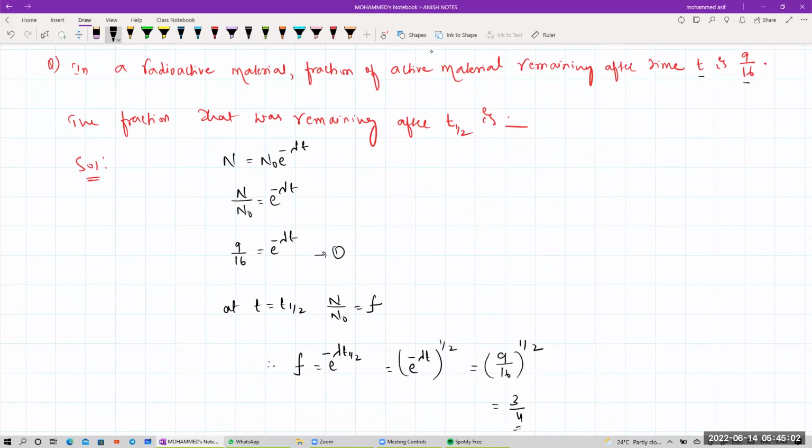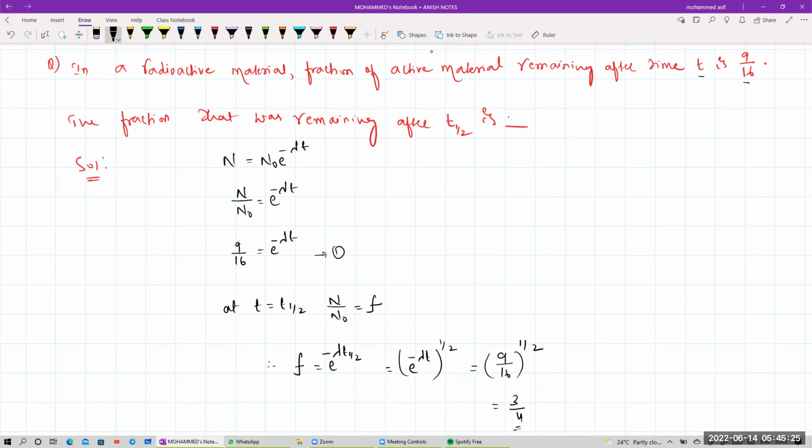ये क्वेश्चन देख लो बेटा फिर से एक बार. In a radioactive material, fraction of active material remaining after time t कितना है? 9 by 16 है. The fraction that was remaining after t half पूछा हुआ. So the fraction that was remaining after t half, matlab you can use the formula N is equal to N naught exponential to the power of minus lambda t.